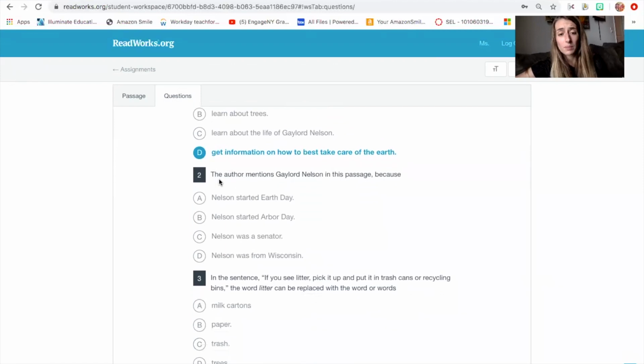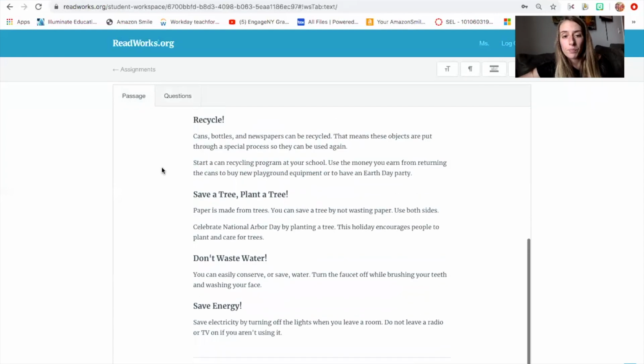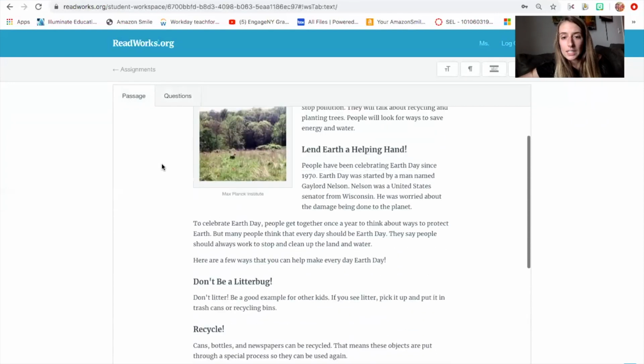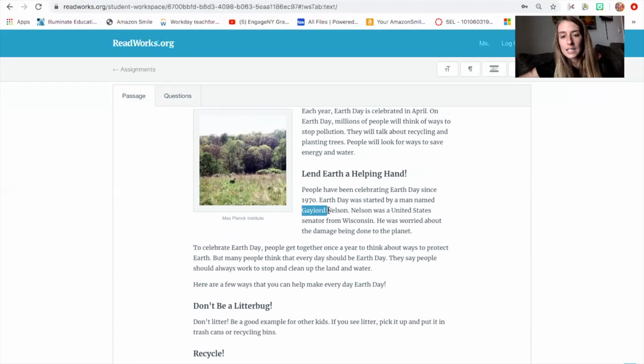Now I'm going to go down to number 2. The author mentions Gaylord Nelson in this passage because... okay, so this question is asking me, why is the author talking about this person named Gaylord Nelson? I'm going to have to go back in the text to see if I can find his name and reread that section to jog my memory. So I'm going back in the passage, and I'm looking for his name, and I see his name right here. So I'm going to reread this section.